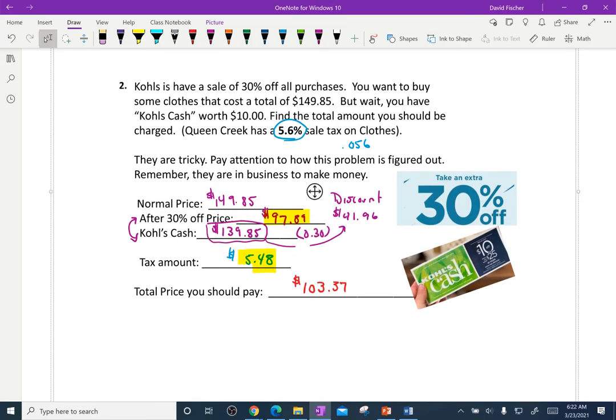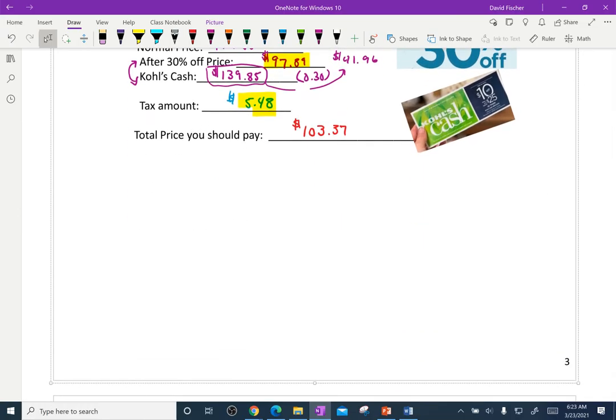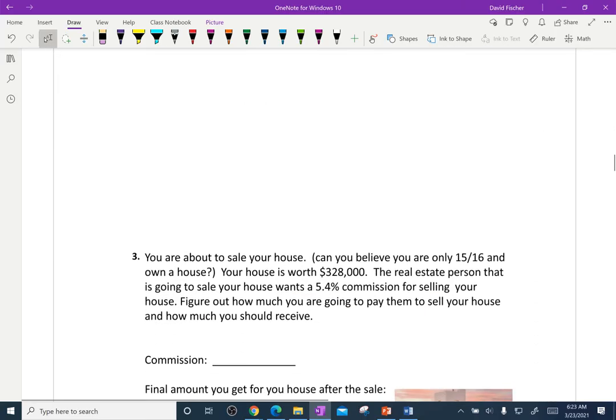And you want to make sure that all of your computations when you write your program are correct. And they change these things all the time. As you see on sales, sometimes it'll be 25% off, $10 Kohl's Cash. So kind of be one of those people. All right.